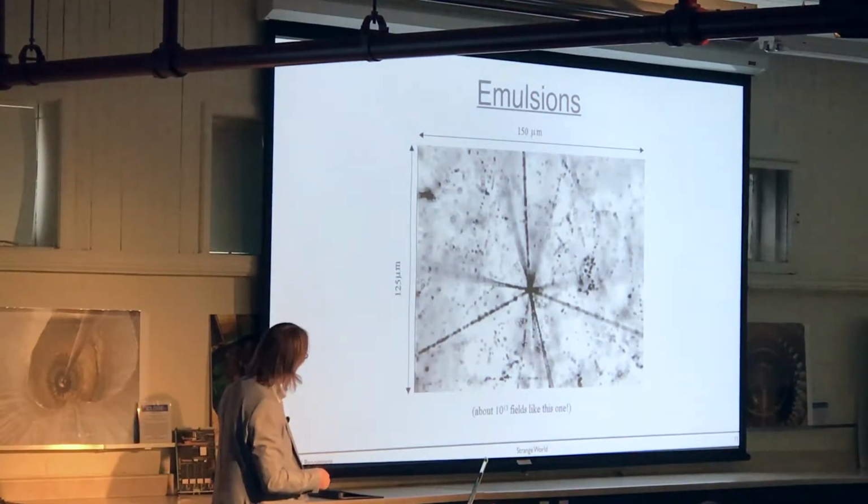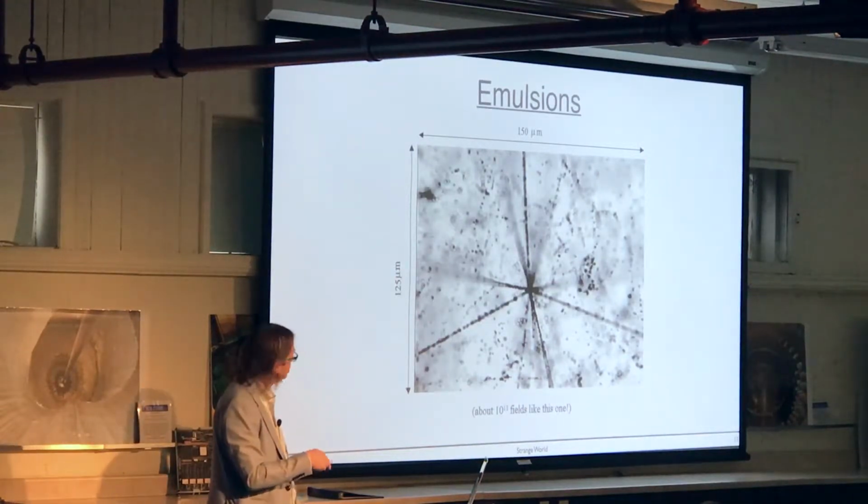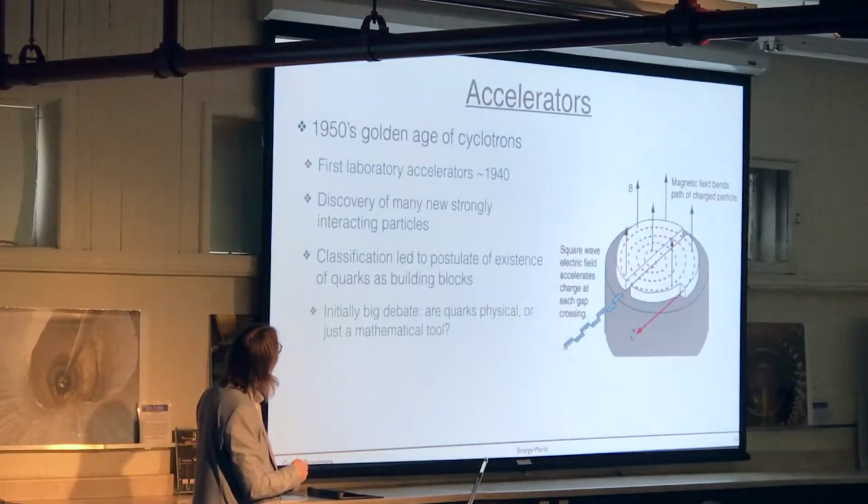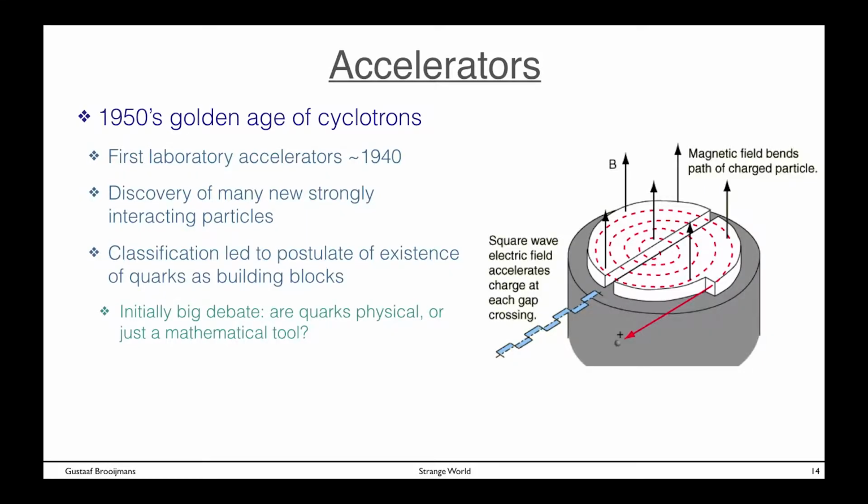This is an experiment that was done in the 90s, and to do that experiment you had to scan 10 to the 13 fields like this, so it was a bit of work. So then came the accelerators, so far so good. The first lab accelerators appeared in the 1940s, and then what happened is that we discovered these many new strongly interacting particles, and that's how the whole quark model came up, and people postulated the existence of quarks.